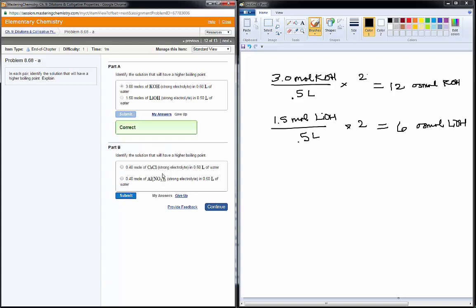So same story here. Here I have the same number of moles and the same amount of water, but this has 2 ions and this has 4. So this one is going to be more concentrated. It has a higher osmolarity, because both of these are going to say 0.4 moles divided by 0.5 liters. That's going to multiply by 2 ions, and that's going to multiply by 4 ions.